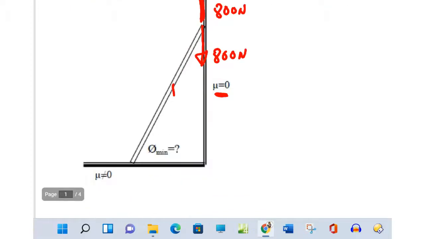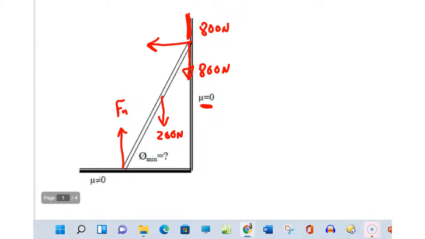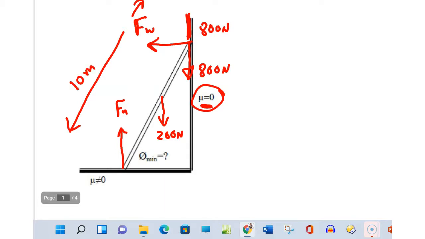You've got the ladder, and its weight acts as if it's placed in the middle, 200 newtons. And of course, you're going to have a normal force from the floor, just like before. And you're also going to have the wall's force, we'll call it FW. And there's no friction there, remember? And now I think we've got all the forces. We're also told that this ladder is 10 meters. It's good to put in the picture. And what do we want to find? That angle there, theta minimum.